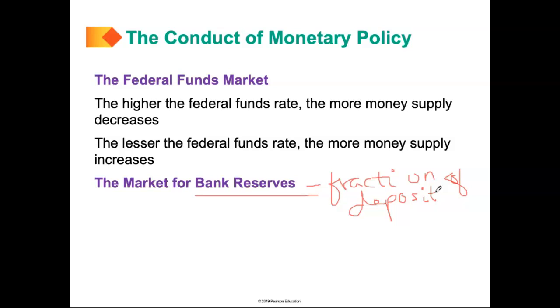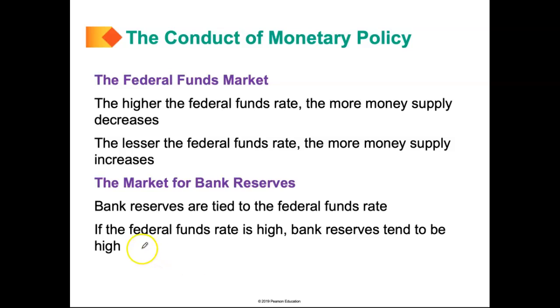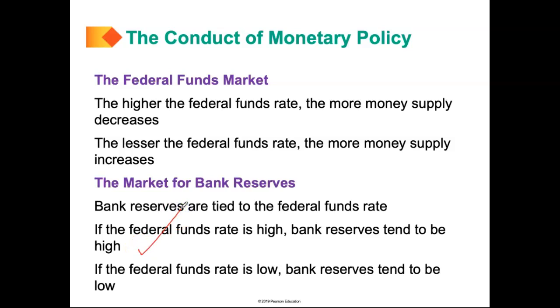Right, so in that sense, if the federal funds rate is really high, banks know that they can't really loan or borrow money from other banks, okay? So they know they can't create as much money. So just in case you come in to withdraw your money, they need to have your money there, okay? So if the federal funds rate is really high, bank reserves tend to be high as well. And if the federal funds rate is low, bank reserves tend to be low as well, okay?